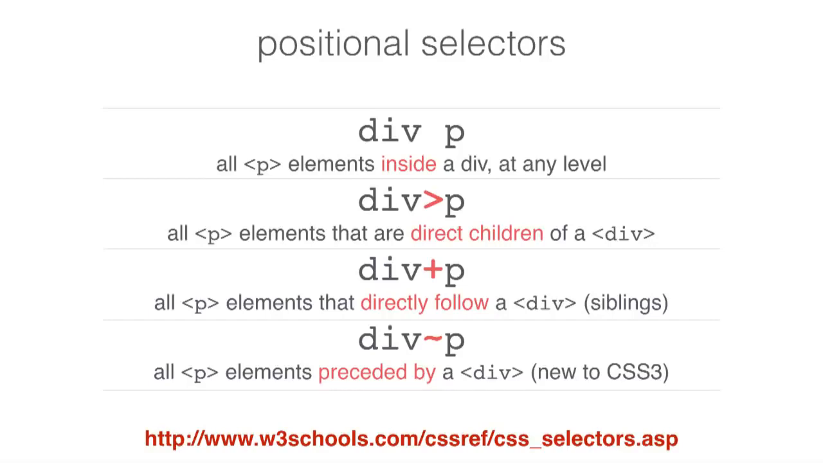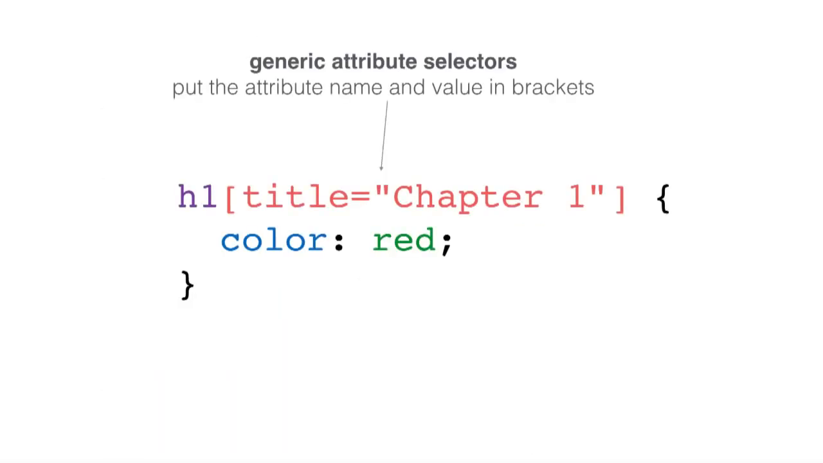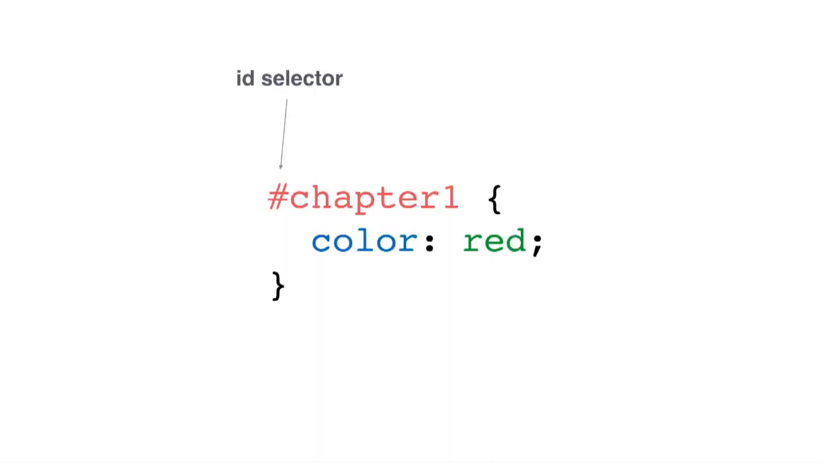You can get even more specific by selecting based on an attribute value. You can actually use any attribute in your selector by putting the attribute name and value in brackets directly following your element selector. So for example, here we're selecting any heading 1 that has a title attribute with a value of Chapter 1. CSS also has 2 special selectors built in for specific attributes. The ID selector selects based on the value of the ID attribute. I'm going to hop over and show you some live code to demonstrate this.